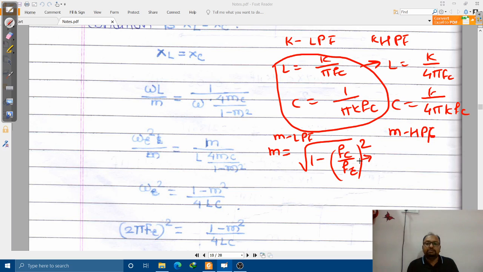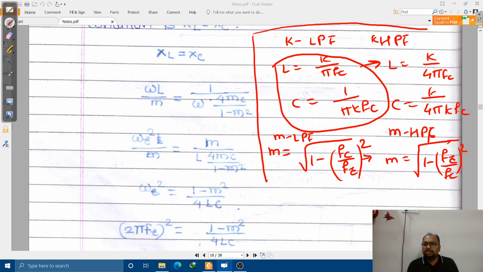This term's reciprocal, you have to write it. That's it. So M is equal to 1 minus (FR divided by FC), all squared. That's it. So this slide will give you all the details of your constant K filter, high pass filter, low pass filter, then M-derived low pass filter, M-derived high pass filter.